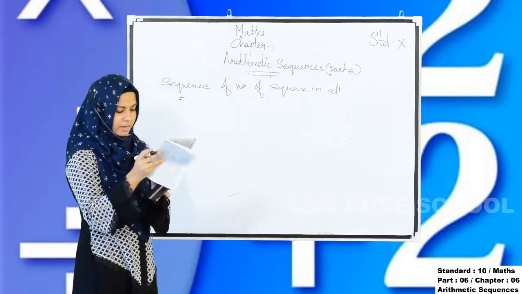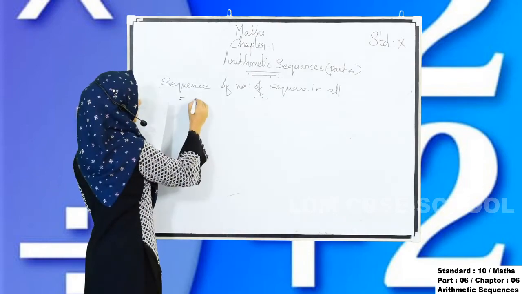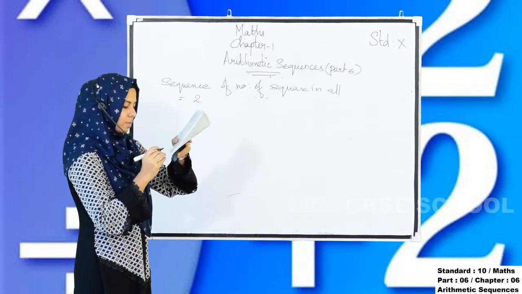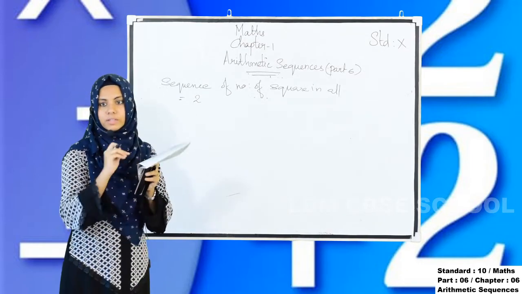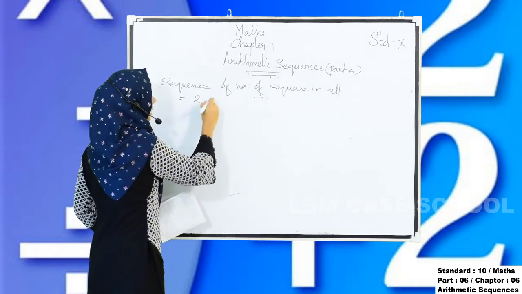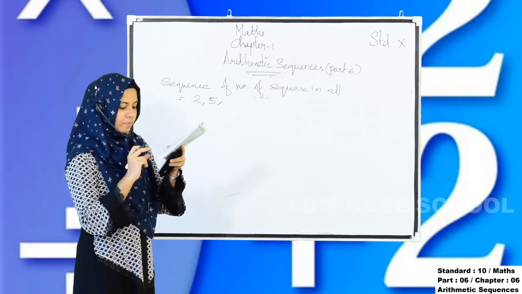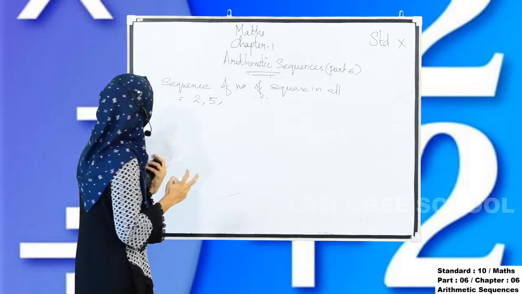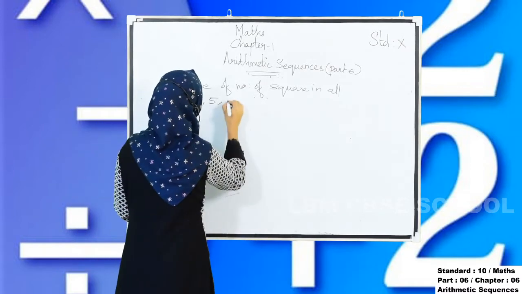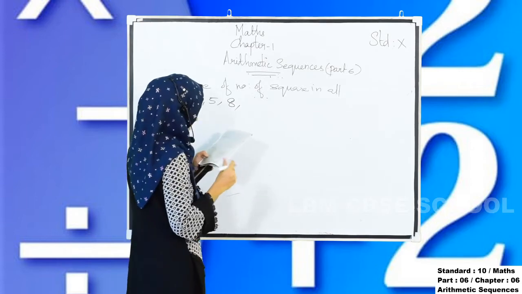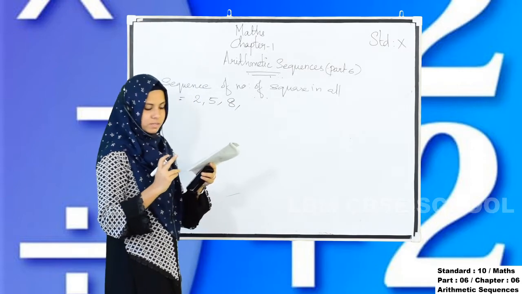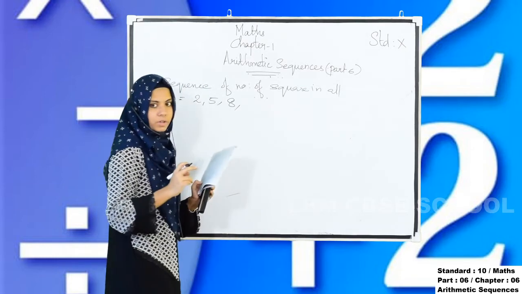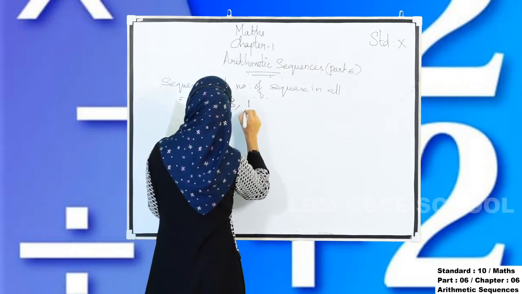So look at the first rectangle, there are 2 squares. The second rectangle has 4 small squares and 1 big square, isn't it? So total 5 squares. Then the third one has 6 small squares and 2 big squares. So it will become 8. Then the next one has 3 big squares and 8 small squares, it will become 11, isn't it?